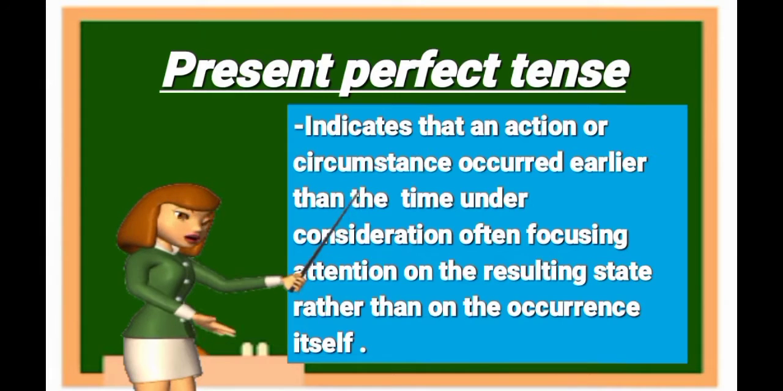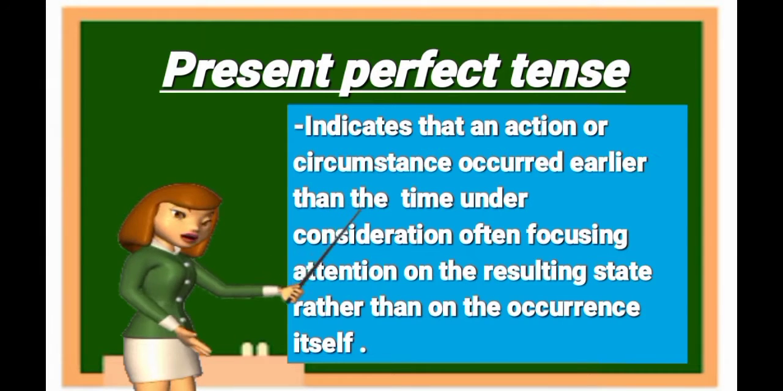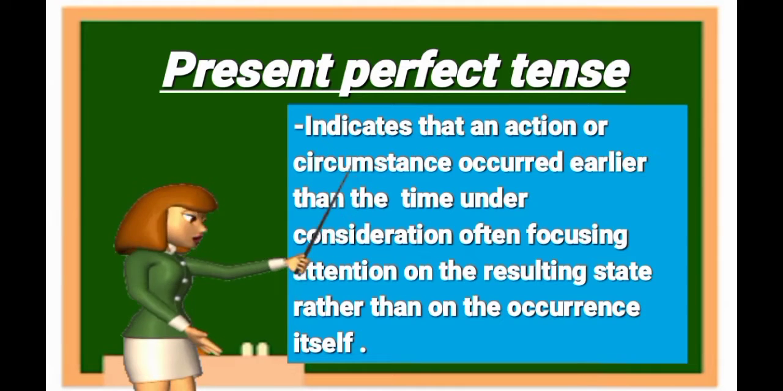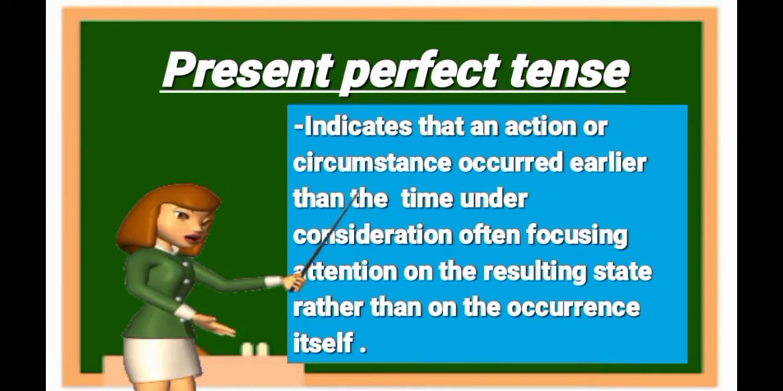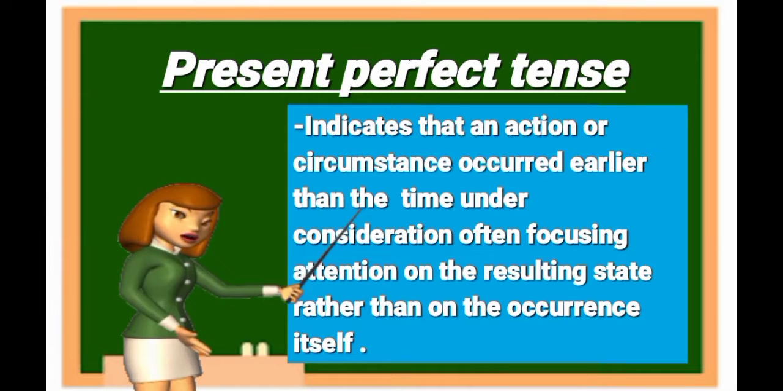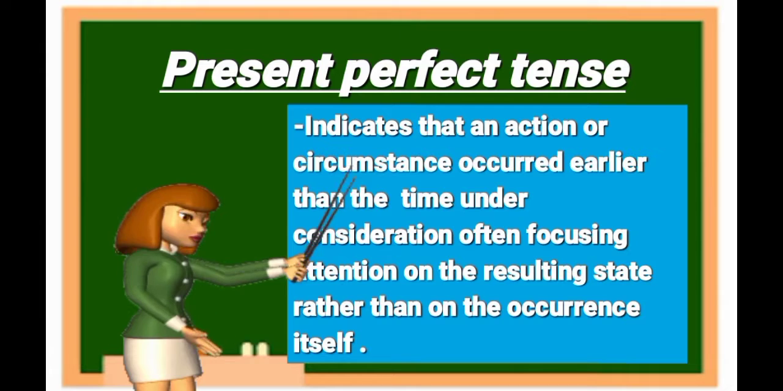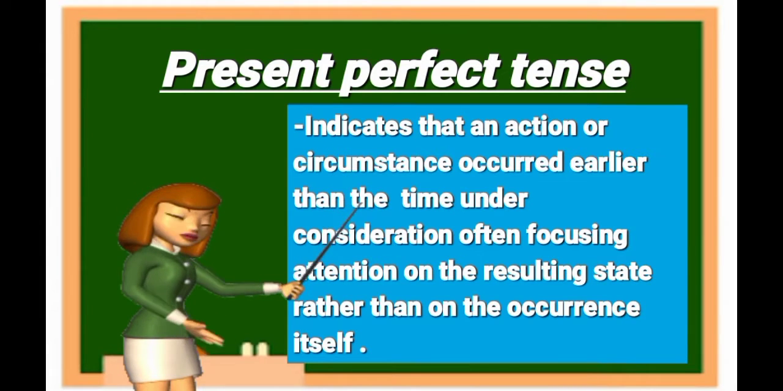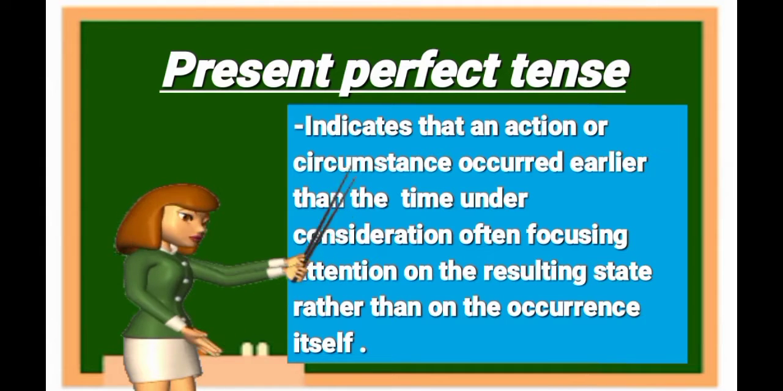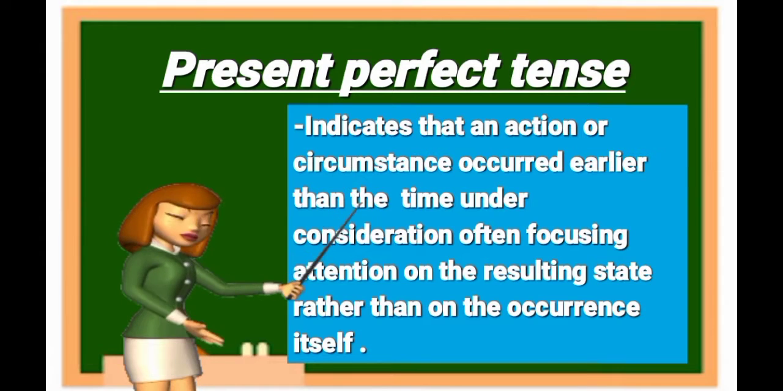And another tense, present perfect tense, indicates that an action or circumstance occurred earlier than the time under consideration, often focusing attention on the resulting state rather than on the occurrence itself. So the present perfect tense is used to describe an action that began in the past and has finished by the time of speaking, or it is linking the past with the present, as it is used to express actions that are just recently completed. So for us to understand what present perfect tense is, here are the examples.